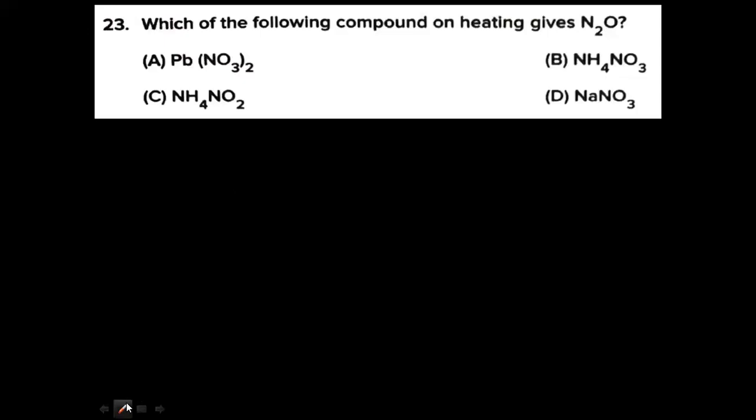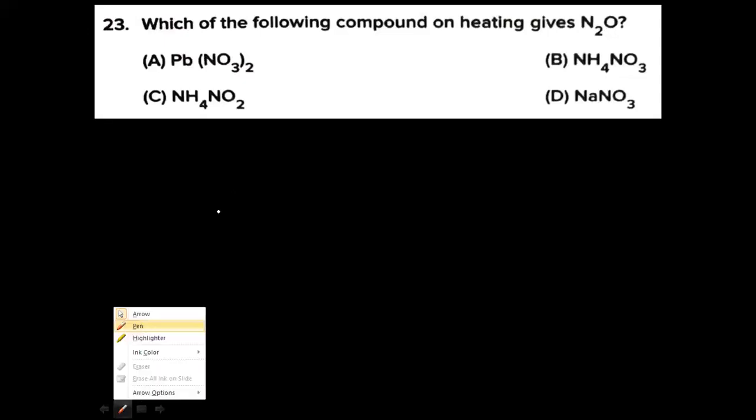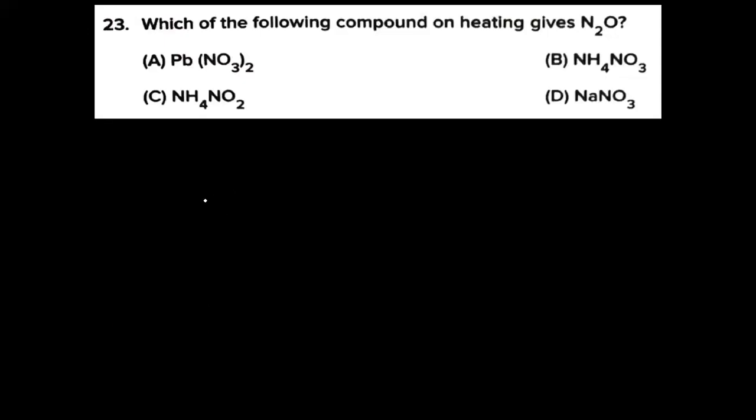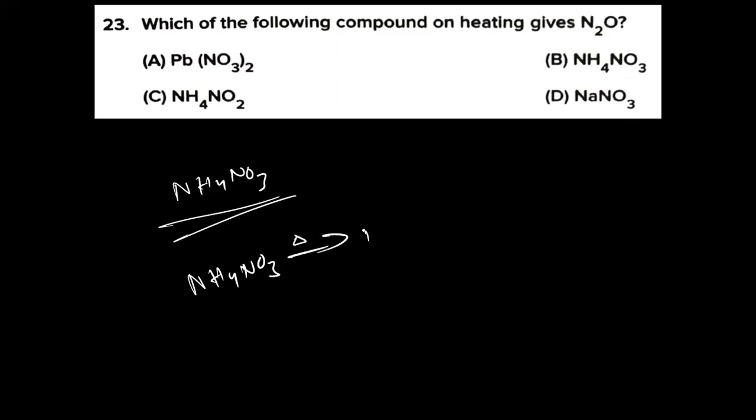23. Which of the following compound on heating gives N2O? Okay. So looking at question number 23, NH4NO3, that is ammonium nitrate. Writing the reaction, NH4NO3 on heating undergoes dissociation to give N2O plus 2H2O. So ammonium nitrate gives N2O. That is option B.